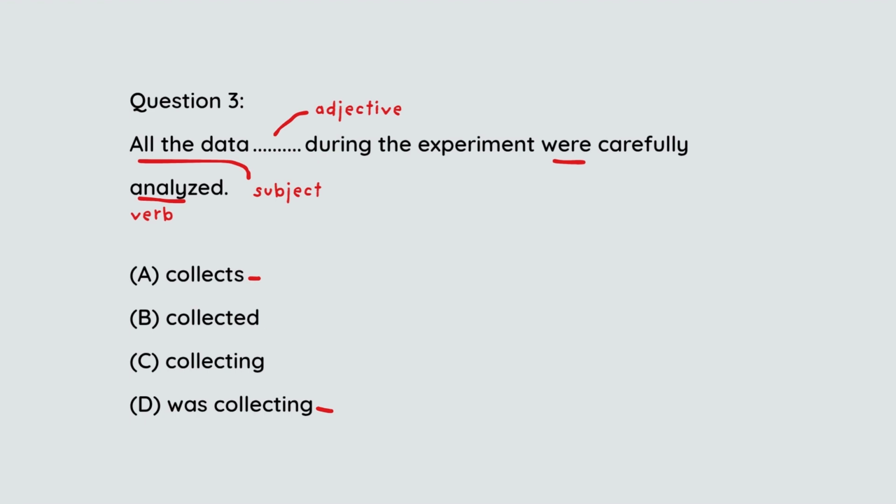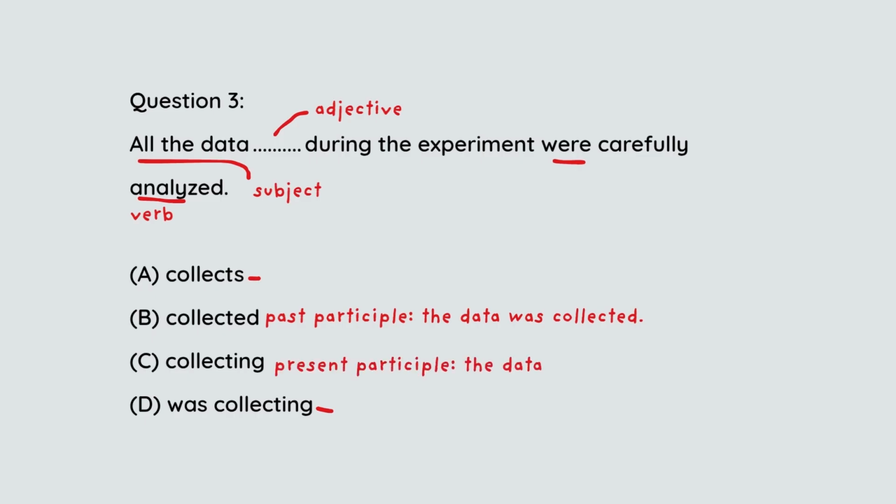Collected is a past participle and fits here because the data was already collected during the experiment, while collecting would suggest the data was the one doing the collecting, which doesn't make sense because data doesn't perform actions. So, the correct answer is B, collected. All the data collected during the experiment were carefully analyzed.